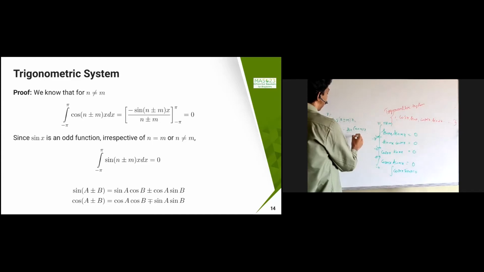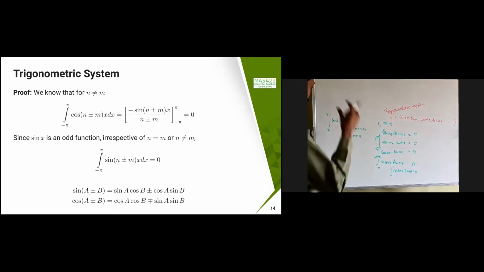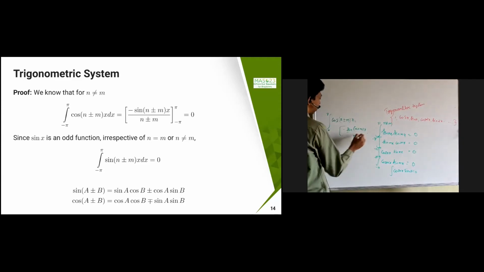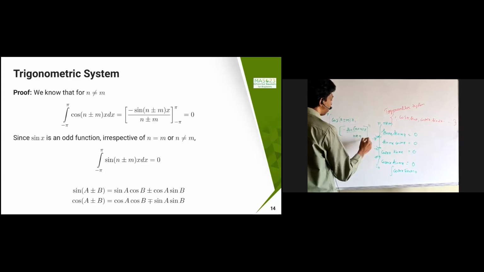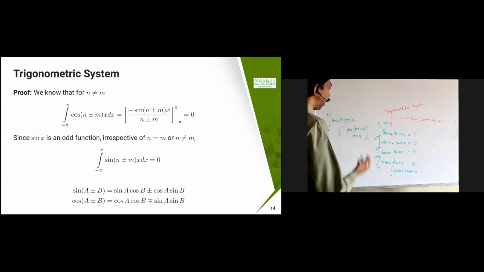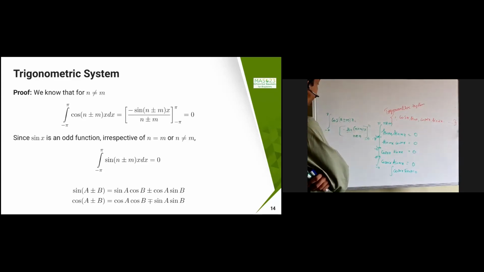But if I am taking without minus or plus, then n equal to m is also not a problem for me. That is the same reason. So this is from minus pi to pi. Sin at minus pi and plus pi is going to become 0. n and m are integers here, so n pi and m pi, sin n pi and sin m pi are going to become 0. Therefore, this is going to become 0.